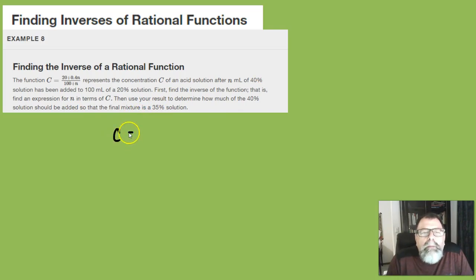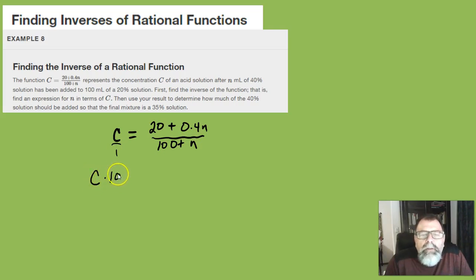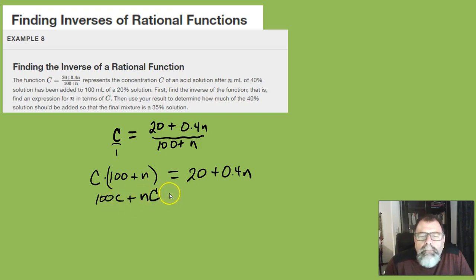So we want to rework this formula to be in terms of C instead of in terms of N. So we have C in terms of N. What we do is cross multiply. So it'll be C times (100 plus N), and then 20 plus 0.4 N. Okay, let's distribute the C, so it'll be 100 C plus N times C.